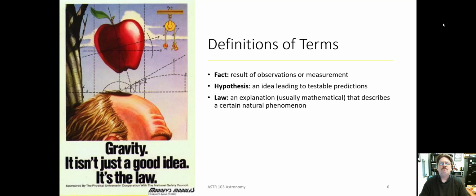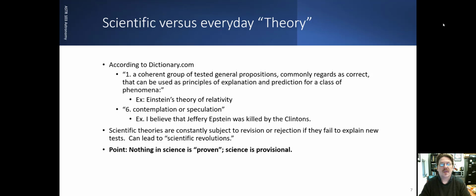A law is an explanation, usually in terms of mathematics, that describes a certain natural phenomenon. For instance, Boyle's law or Ohm's law. In a way, Newton's universal law of gravitation, although that becomes problematic as we increase our understanding of relativity as opposed to classical mechanics. But at the heart of it, a scientific law is something that addresses a singular phenomenon within science.